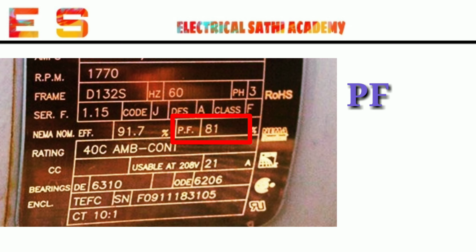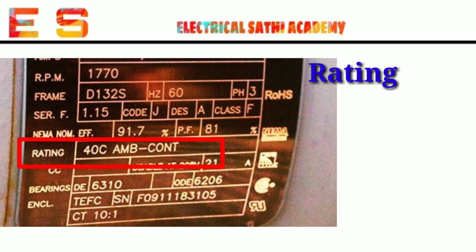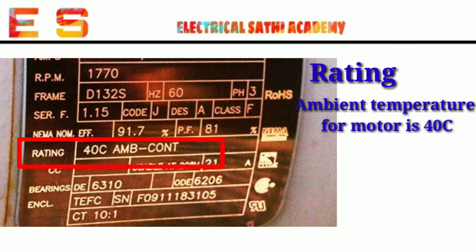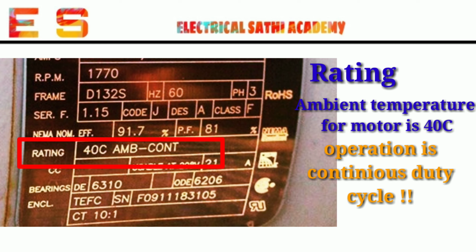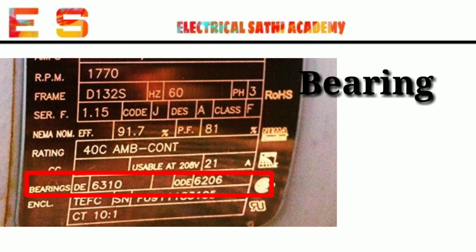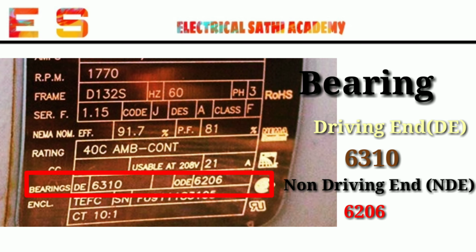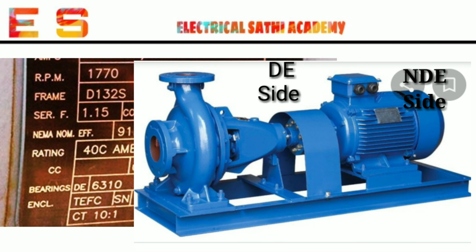Power factor. It stands for power factor PF, which is 81%. It basically means 0.8 power factor. Rating. The ambient temperature for the motor is 40 degrees Celsius and the operation is continuous duty cycle. The bearing at the driving end is 6310 and the non-driving end is 6206. The bearing at the driving end is usually bigger than the bearing at the non-driving end.